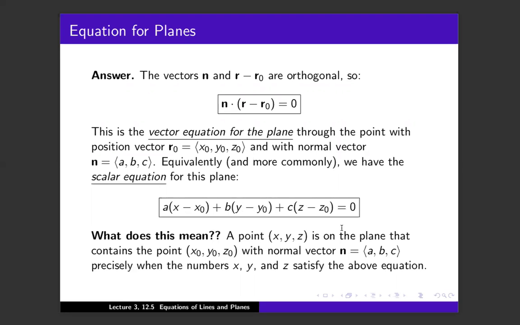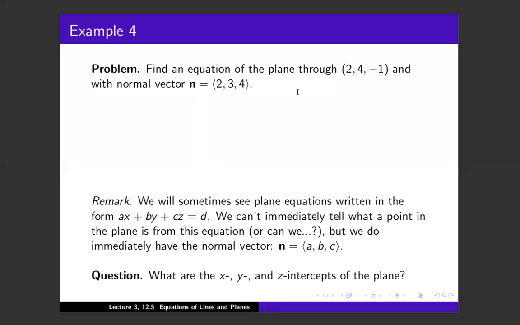Well, a point x, y, z is on the plane with the point x naught, y naught, z naught, and normal vector a, b, c, only if the numbers x, y, and z all satisfy this boxed equation, which is very important for us. So let's suppose you want to find the equation of a plane that's going through the point 2, 4, negative 1, and with normal vector 2, 3, 4.